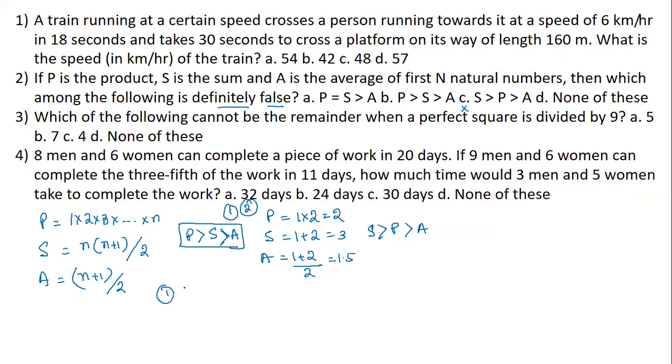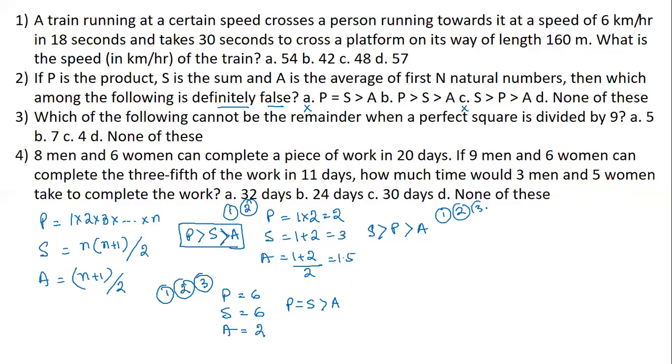Now let us try some other numbers, which is 1, 2, and 3. So the product would be 6. The sum would be 6. The average would be 2. So I can say that P is equal to S is greater than A. Correct? So definitely option A is not my answer. Let us take some other examples.